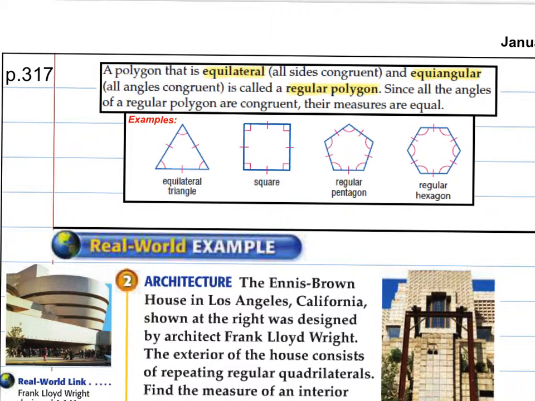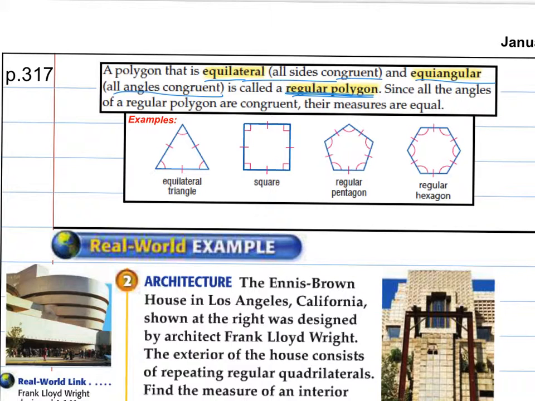So now we need to know something about equilateral. A polygon is equilateral if all sides are congruent. And equiangular means all angles are the same. If that's true, it's a regular polygon. Just regular. Everything's the same.